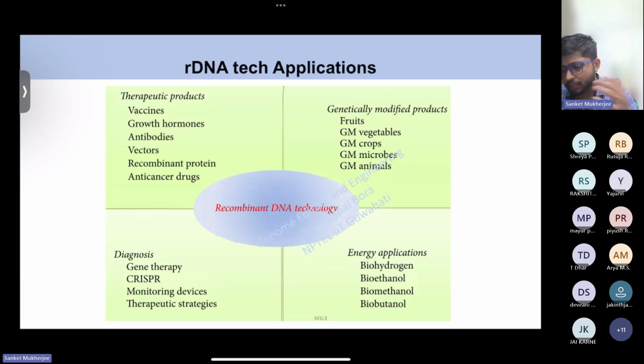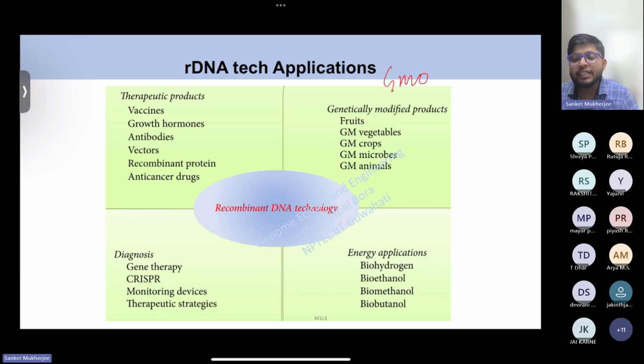Then anti-cancer drugs. Definitely for diagnosis as well, rDNA tech can be used, like gene therapy, which is present in this particular course. CRISPR also we will be talking about. Then monitoring devices and therapeutic strategies. Genetically modified food products like fruits, vegetables, crops, microbes, animals. So these are all genetically modified organisms called GMOs.